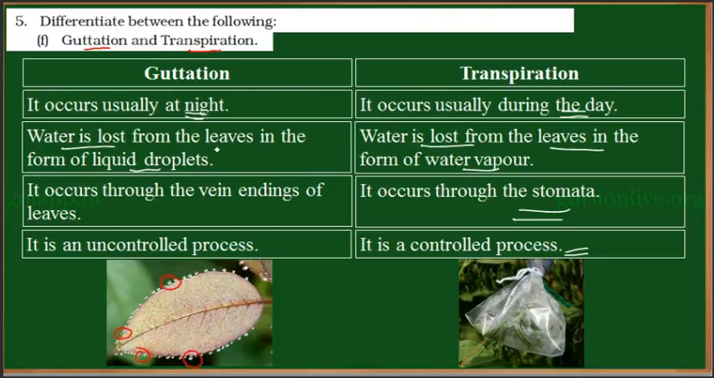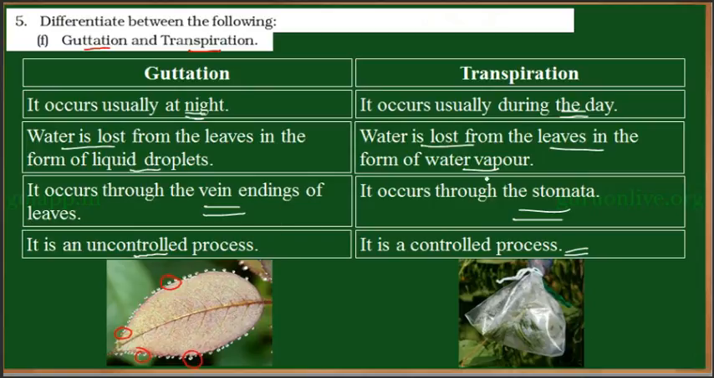Now the excess water which is absorbed by the roots has to be removed, and that will be removed in the form of guttation. Now these vein endings are permanently open. Since they are always open, the process of guttation is uncontrolled. It cannot be controlled. And usually guttation occurs through the vein endings. At the end of the leaf or at the tip, we can see fine droplets. This scenario we can see early in the morning, when a small dew will be present at the end of the leaf. These are nothing but water lost in the form of liquid droplets. This process we call guttation.